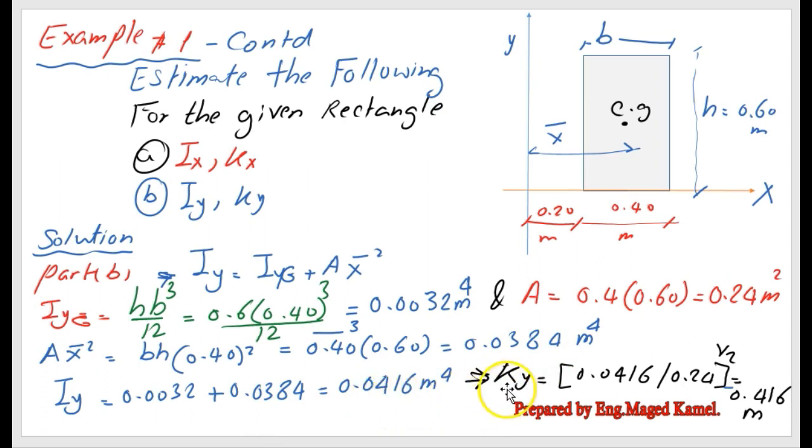So our ky is the square root of I divided by the area. Our I is 0.0416 over 0.24, all under the square root, which will give us 0.416. Thanks a lot and see you in the next example.